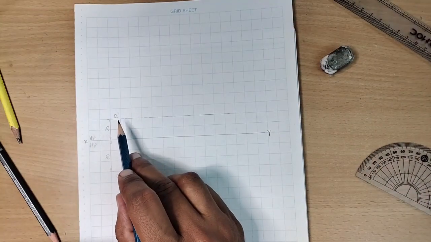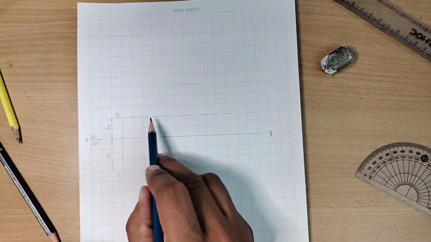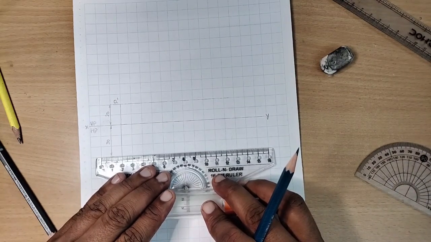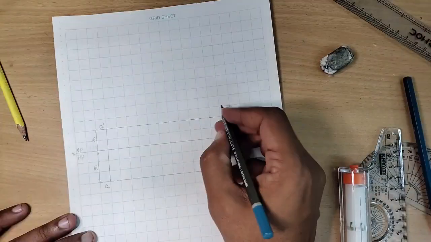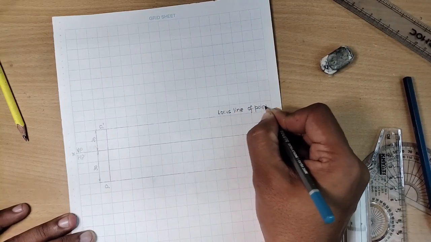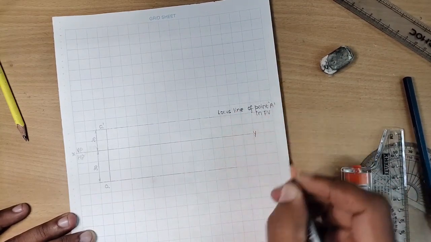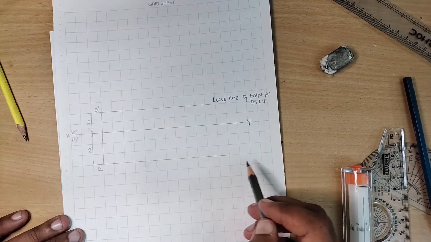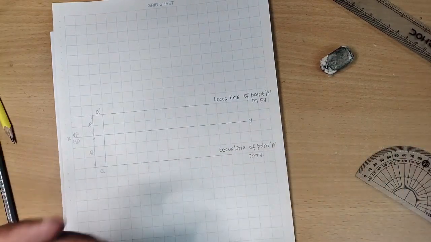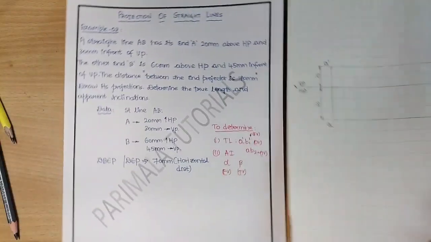Locus line is a minimum thickness line. It is big line, small line, big line and small line. Let us follow the same procedure here also. So this is the locus line of point A in front view. Similarly, this is the locus line of point A in the top view. We have considered one set of data. One more set of data is given here.